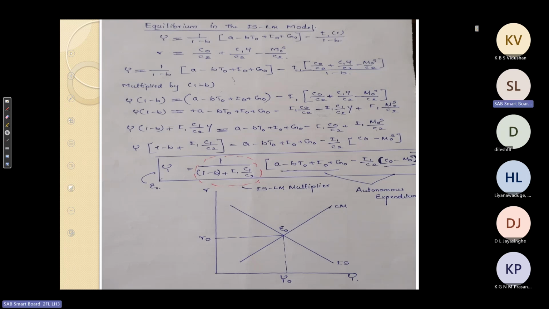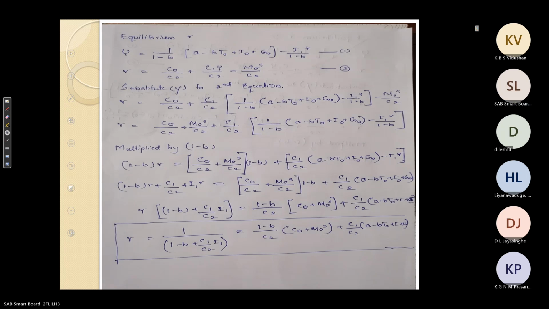I1 means the interest elasticity of investment. C1 means the income elasticity of money demand divided by the interest elasticity of money demand. So we need to remember this one, because you may be asked what the multiplier in the IS-LM model is. This is the multiplier we derive based on the lump sum tax, in the closed economy model. So we know the equilibrium income, this one.